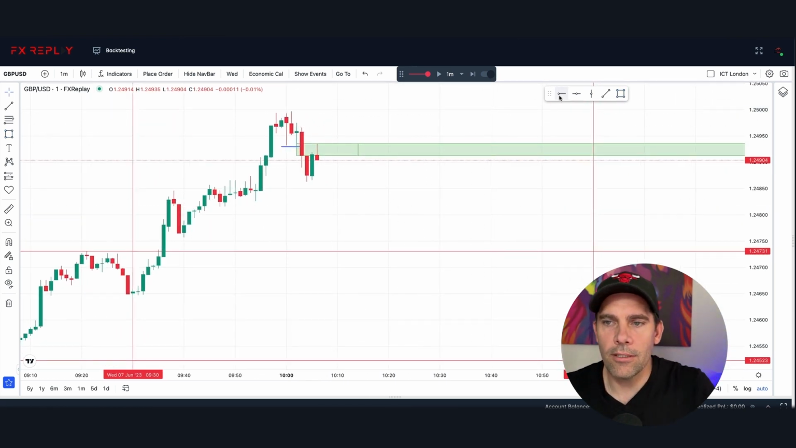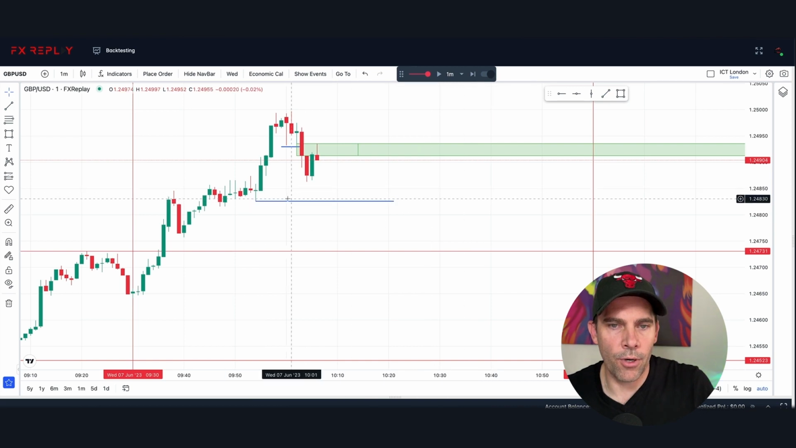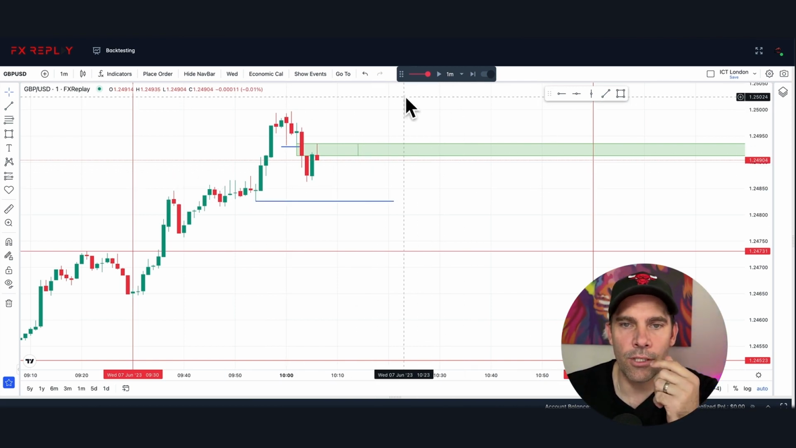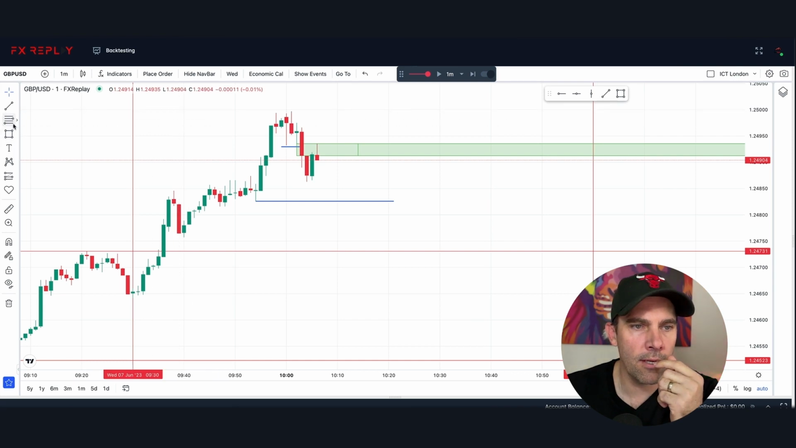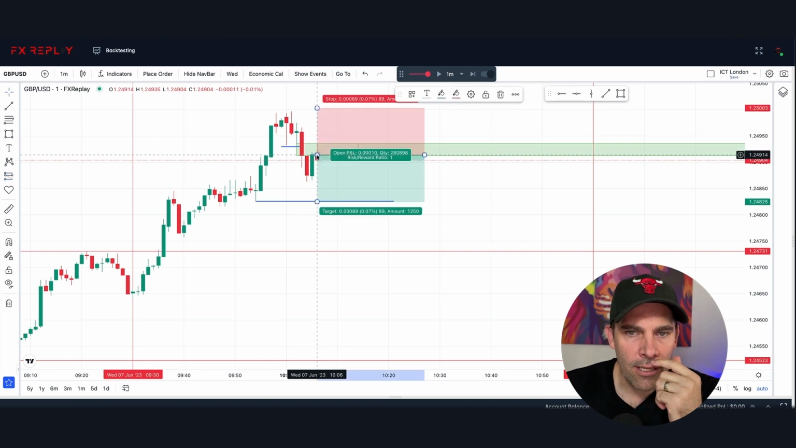Some people will still look at this, maybe even this, as their break. They want that to be broken first. So let's look at both. So we could look at entering this. So let's go with a short. So we should actually already be in this trade, guys.